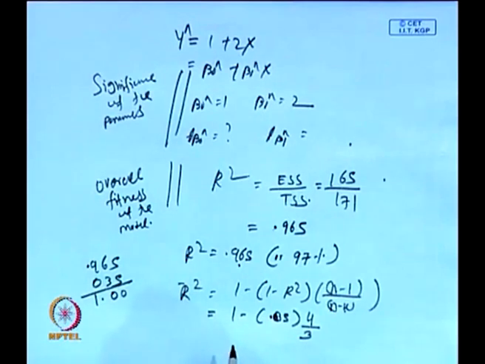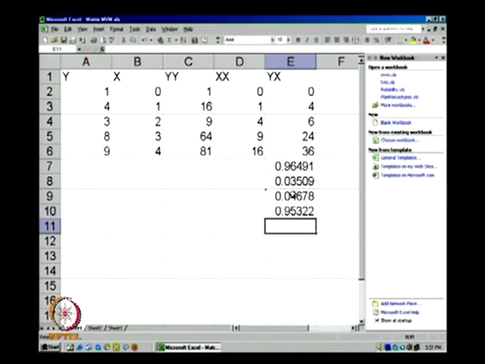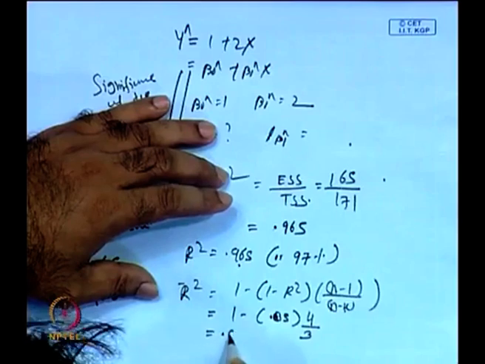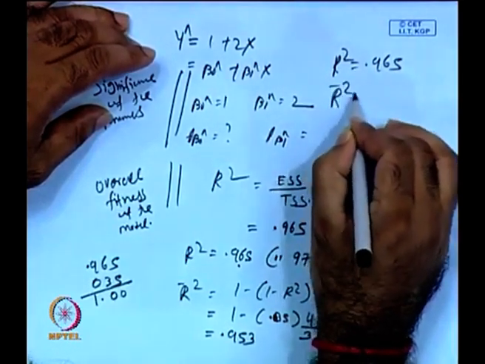So 0.035 multiplied by 4 by 3. Then it will come to 0.047. So it is equal to 1 minus this much. So this becomes 0.953. So R square is equal to 0.965 and adjusted R square is equal to 0.953.